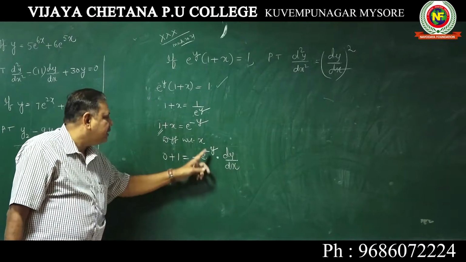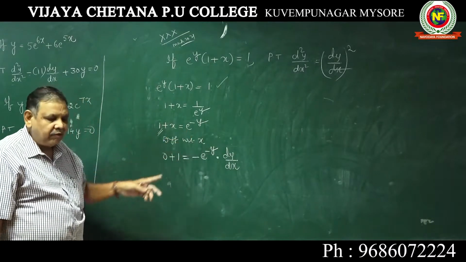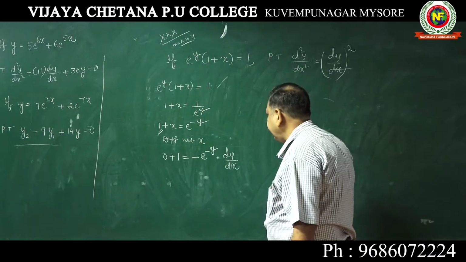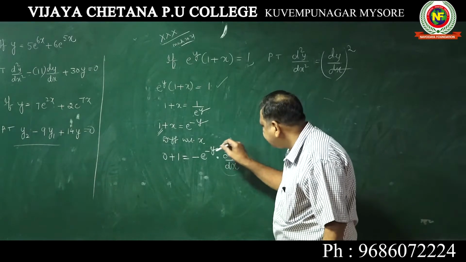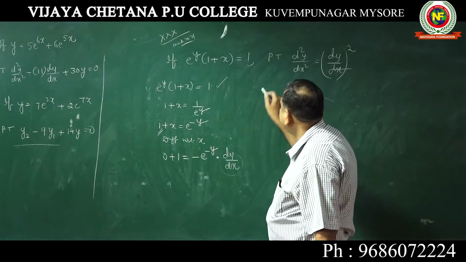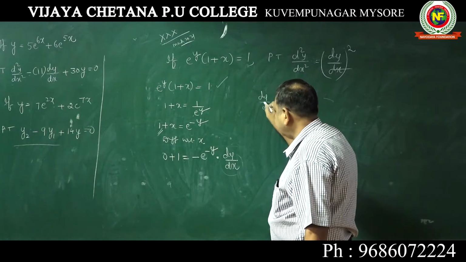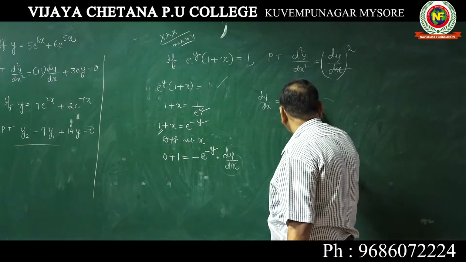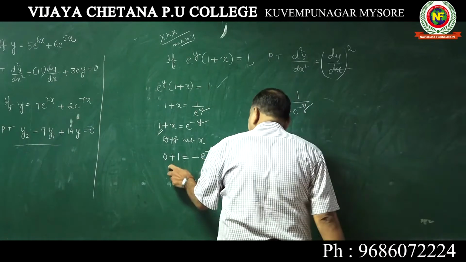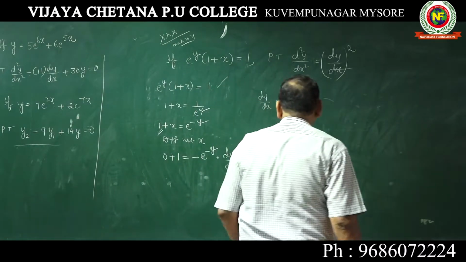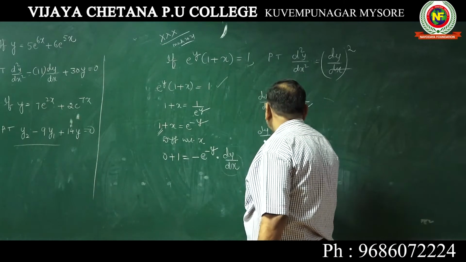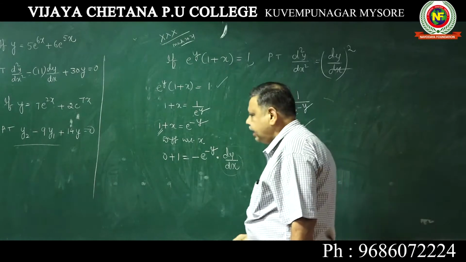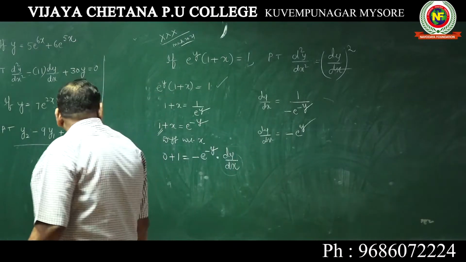A very important thing is that you should not leave it, because it is an implicit function, not parametric. You should write minus e to the power of minus y into dy by dx. Now what is dy by dx from this? dy by dx is equal to 1 by minus e to the power of minus y, which gives dy by dx equal to minus e to the power of y.